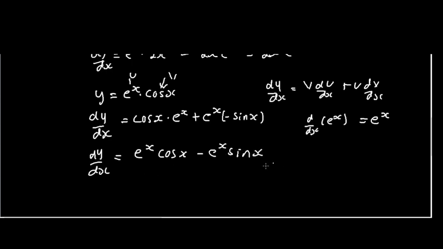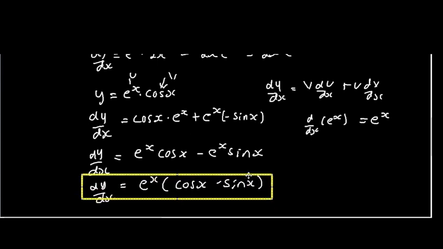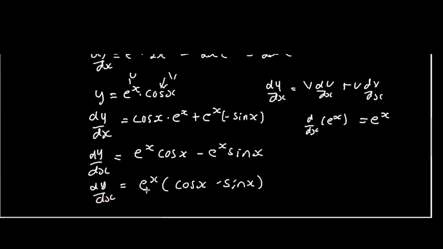We can factorize out the e^x, and we finally get dy/dx equal to e^x times (cos x minus sine x). This is our derivative function for the given function e^x cos x. Let me try to remove this. Then that is our derivative function.